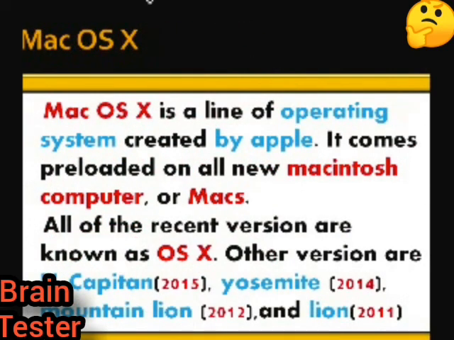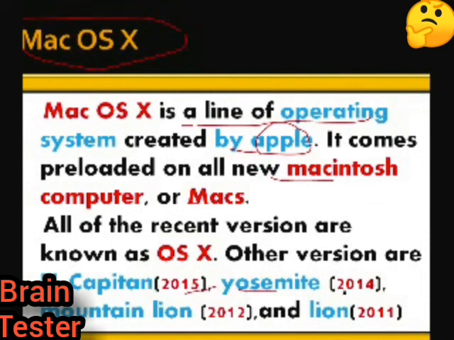Next one is Mac OS X. What is Mac OS X? Mac OS X is a line of operating systems created by Apple. Apple is the company you have heard of for the iPhone. It comes preloaded on all new Macintosh computers, or Macs. All of the recent versions are known as OS X. Other versions are El Capitan in 2015, Yosemite in 2014, Mountain Lion in 2012, and Lion in 2011. See the picture.